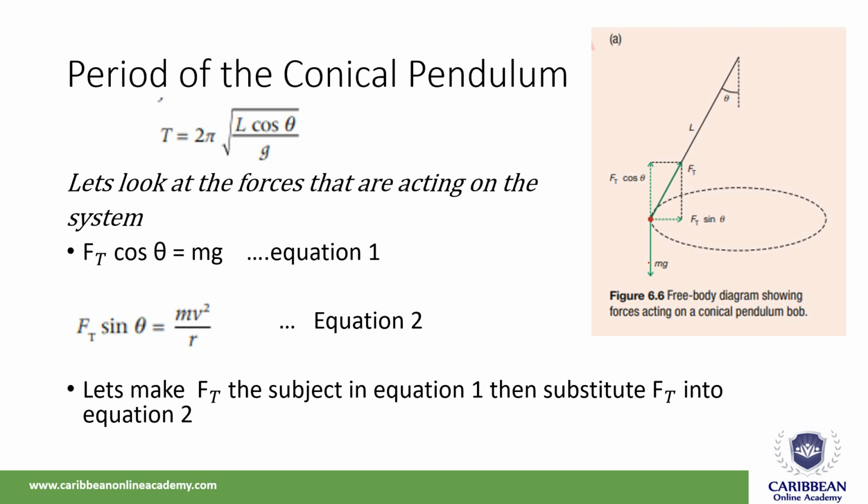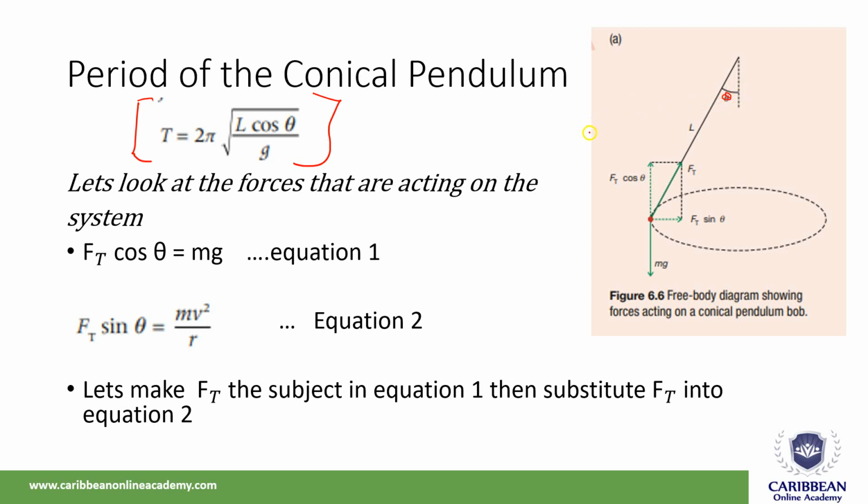Now, this is the equation, by the way. Here's an equation that we can use to find the period of this conical pendulum. It says 2 pi times the square root of L cos theta divided by g, where L signifies the length of the pendulum, g is the gravity constant, and theta is the angle that is formed between the conical pendulum and its suspension as it rotates.